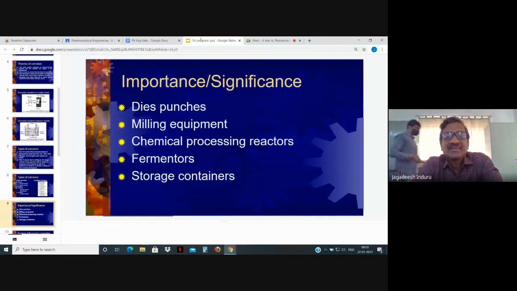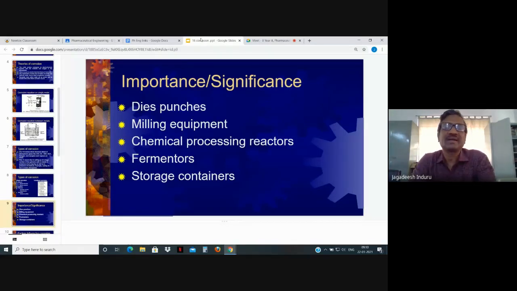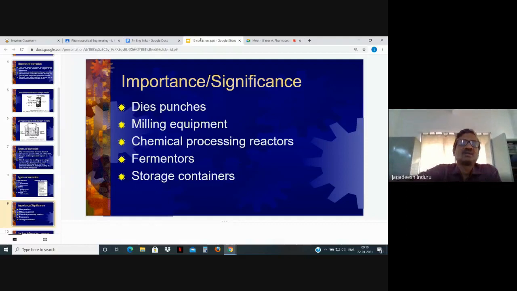So the second significance and importance of corrosion is in milling equipment. Most of the time, milling equipment contains one rotating element. That rotating element makes the movement of balls or hammers or anything which is going to cause friction. That friction affects your equipment parts, causes corrosion, and makes contamination of that particular material of plant construction into the equipment.